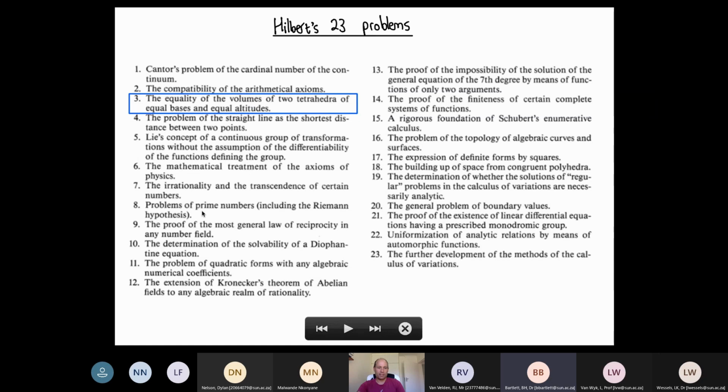We see the Riemann hypothesis in problem 8. Most of these problems were solved, and some of them still not solved, and some of them were a little bit vague, so it's not clear how to solve them. But they were amazing.